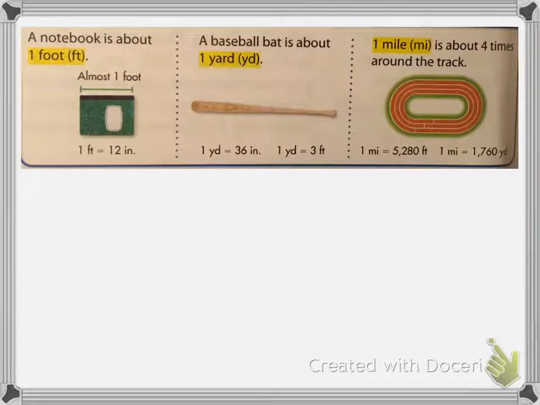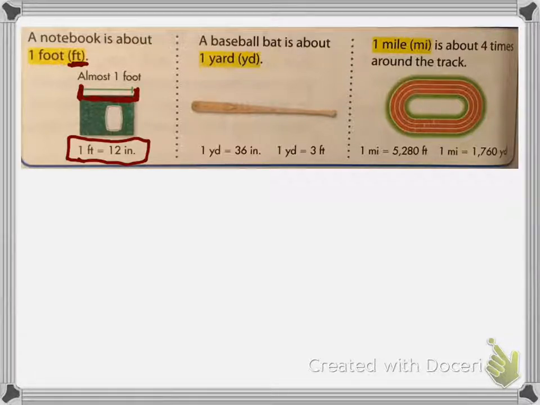A notebook is about 1 foot long, and 1 foot is equal to 12 inches. This is a conversion that you're going to have to remember. We have to memorize that. So this notebook, if we measured it starting from 0, it would end at 12 inches, and 12 inches equals 1 foot. I just wanted to show you, FT is an abbreviation for foot.